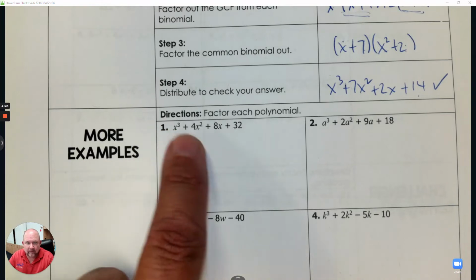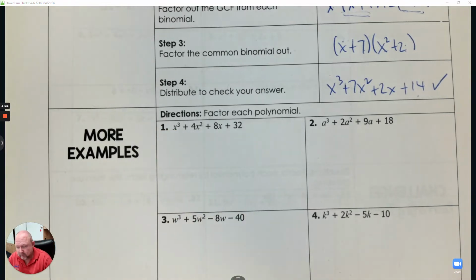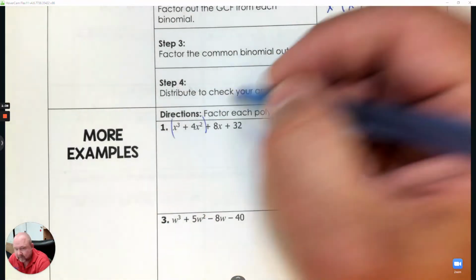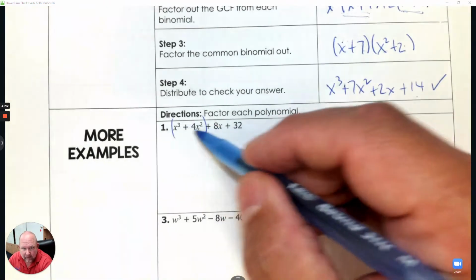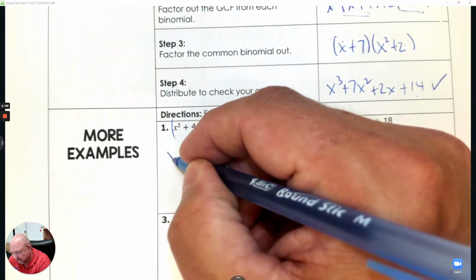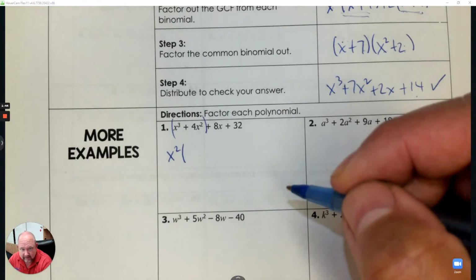All right, there are four terms here. I'm going to factor this by grouping together the first two terms. And I see that they both have an x squared in common. So they have at least two x's. So I'm going to factor that out.